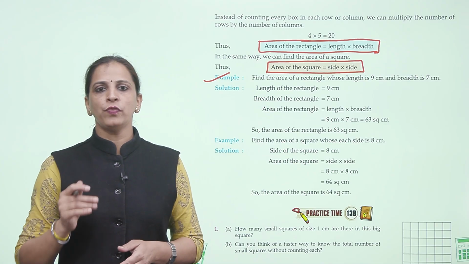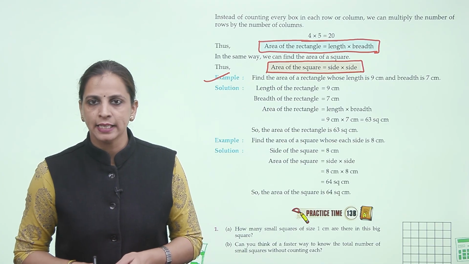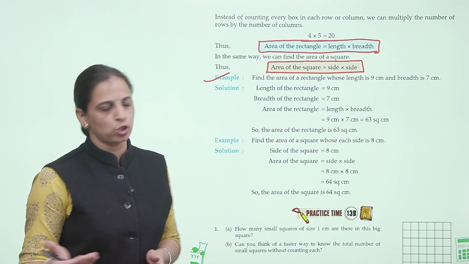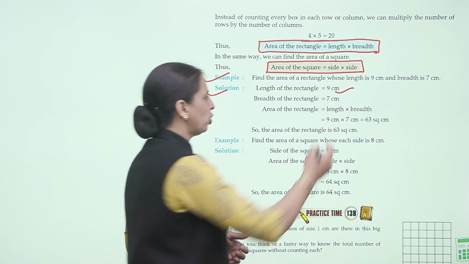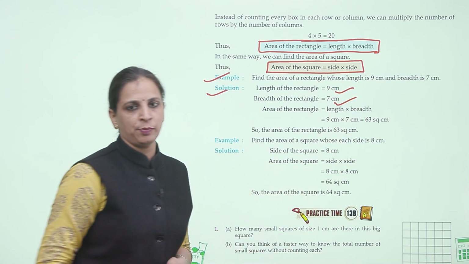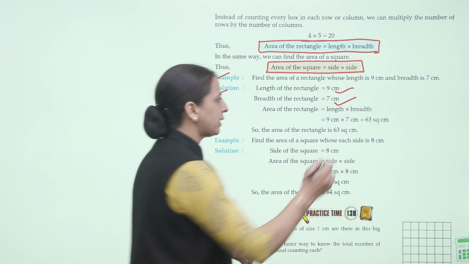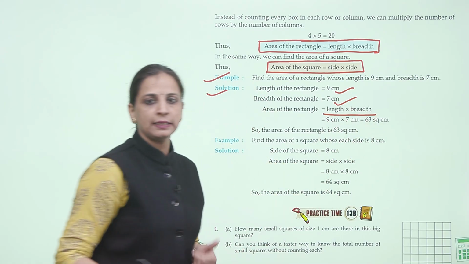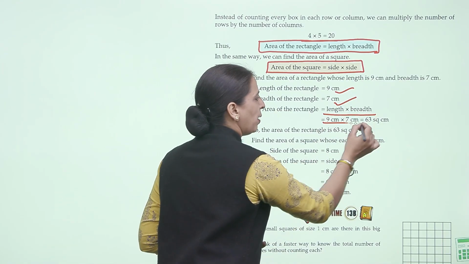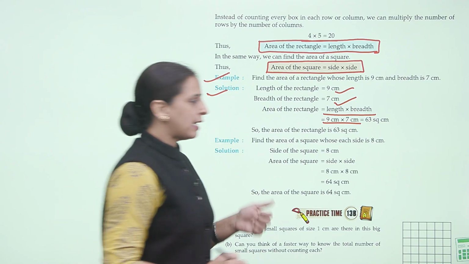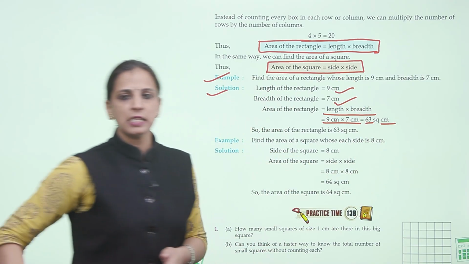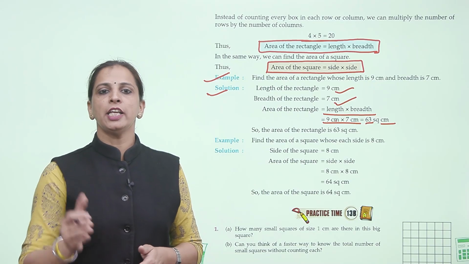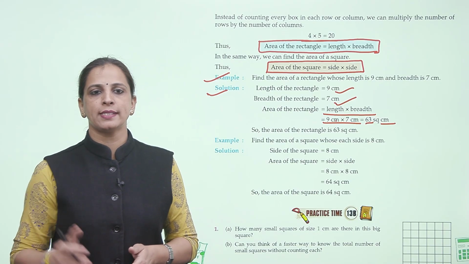Find the area of a rectangle whose length is 9 centimeter and breadth is 7 centimeter. Solution करते हैं. Length of the rectangle is 9 centimeter, breadth of the rectangle is 7 centimeter, and we know that area of the rectangle is length multiplied by breadth, that is 9 centimeter multiply by 7 centimeter. 9 7 जा 63 and centimeter को centimeter से multiply किया square centimeter. So the area of the rectangle is 63 square centimeter.